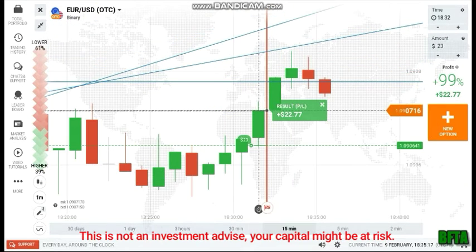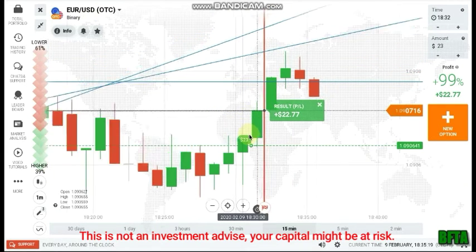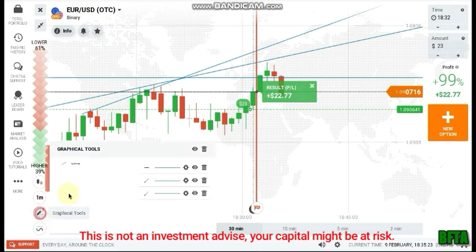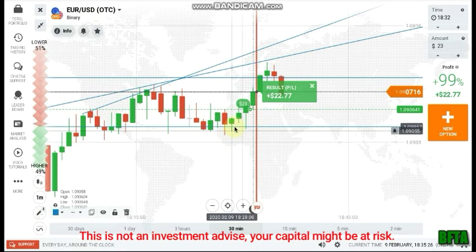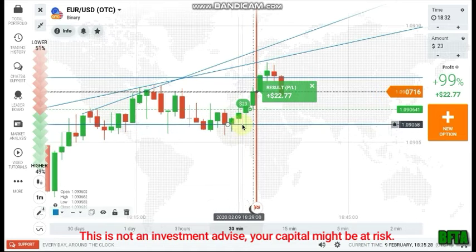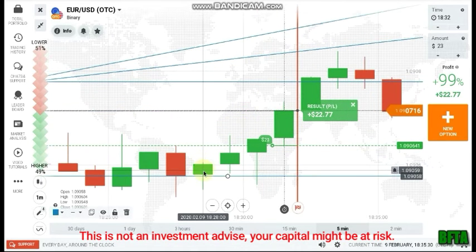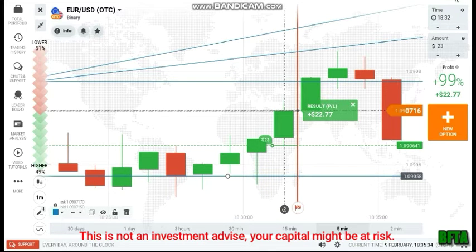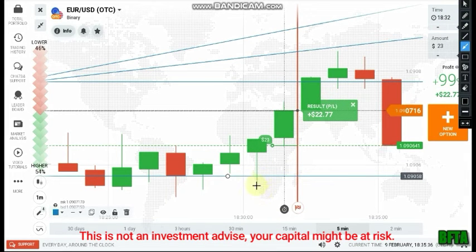Okay, I will explain the trades again. Okay, here I place a call option because, let me show you, because of this buyers area. This buyers area, I can see buyers entry from this level, and again a rejection from buyers. Let me show you a rejection from buyers, and this is buyers area. It means the next candle will go more up.